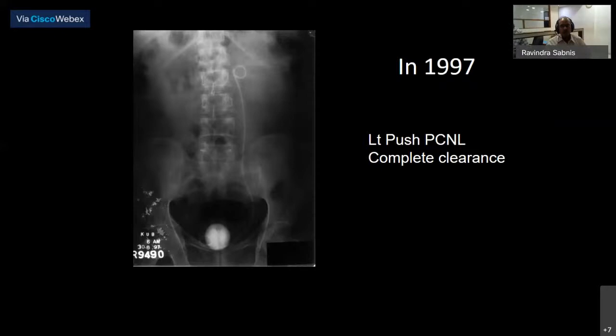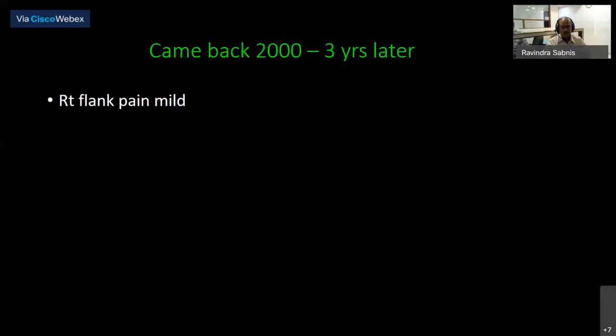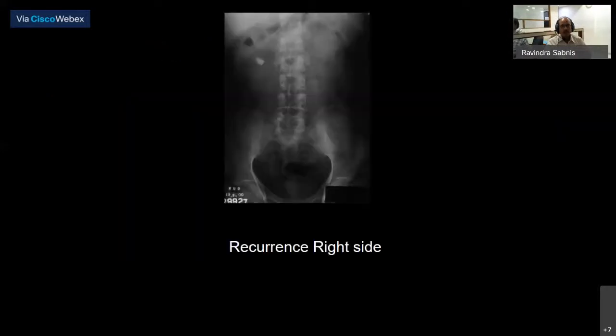So this was again the story in 97, from 91 to 97. Came back again 3 years, he was perfectly all right. Came back in year 2000 with again the right side flank pain. And now you see this stone again. There was a kidney stone, there was a recurrence on the right side. And at that time, the pain was not much. He lost to follow-up. We advised him treatment. He lost to follow-up. That's a usual story.